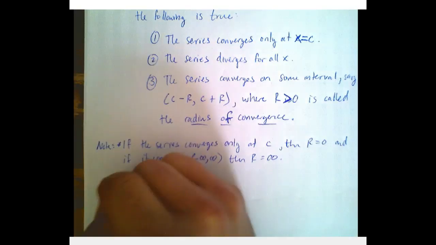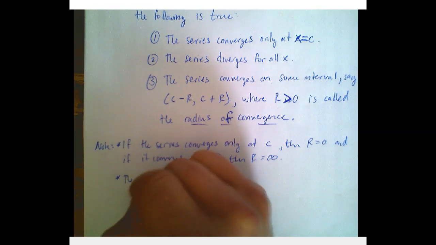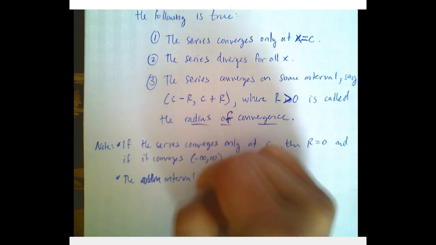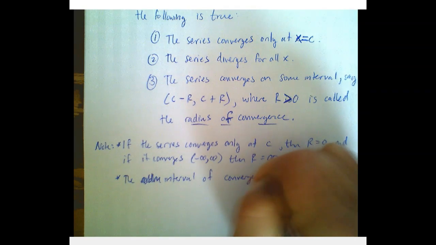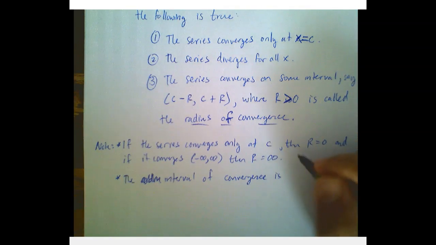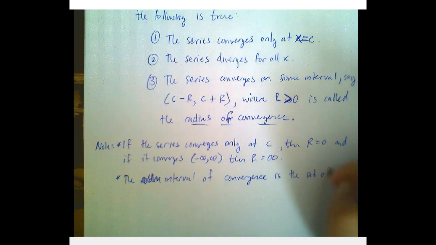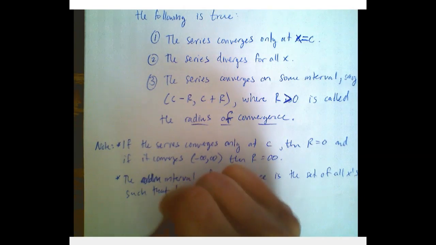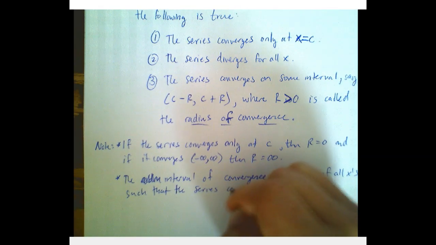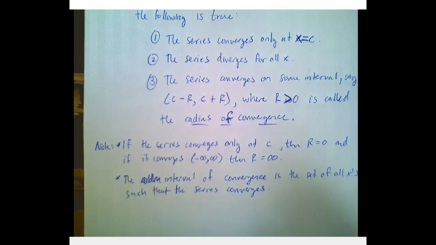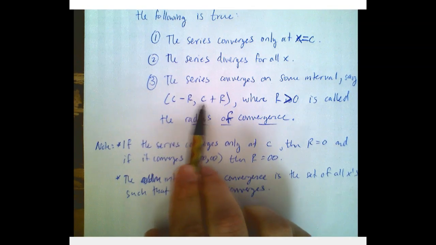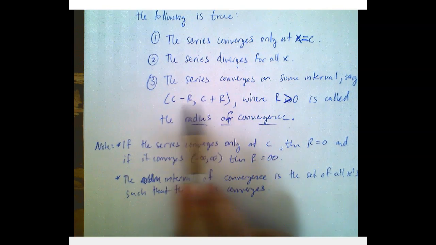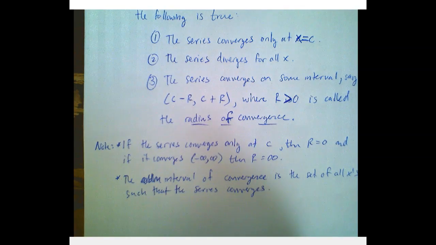Okay. And we call the interval of convergence the set of all x's such that the series converges. Okay. So this interval c minus R to c plus R, that's our interval of convergence. And it is the list of all the values for which the series converges. Okay.